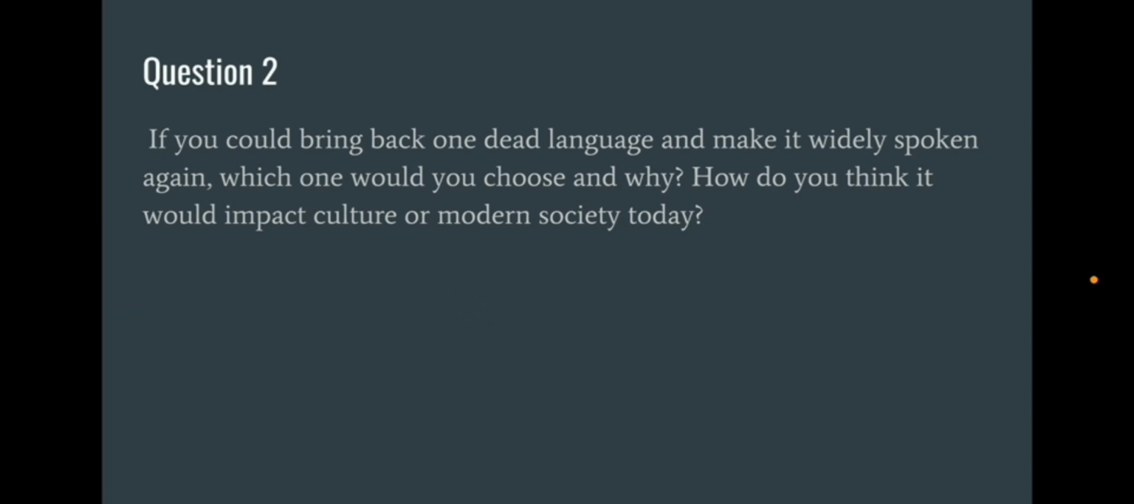So for example, if Latin, even though we now know it's not really a dead language, that question is debatable. If we were to have brought back Latin and Father Foster succeeded and we spoke it widely instead of English per se, how would that impact culture or modern society?